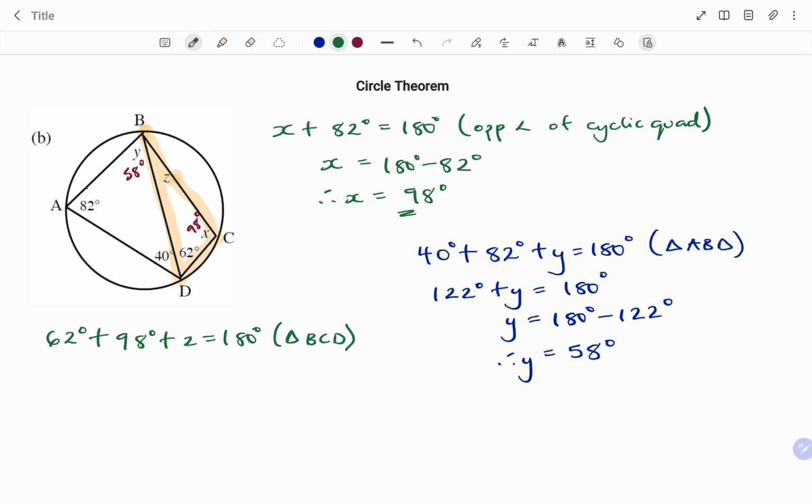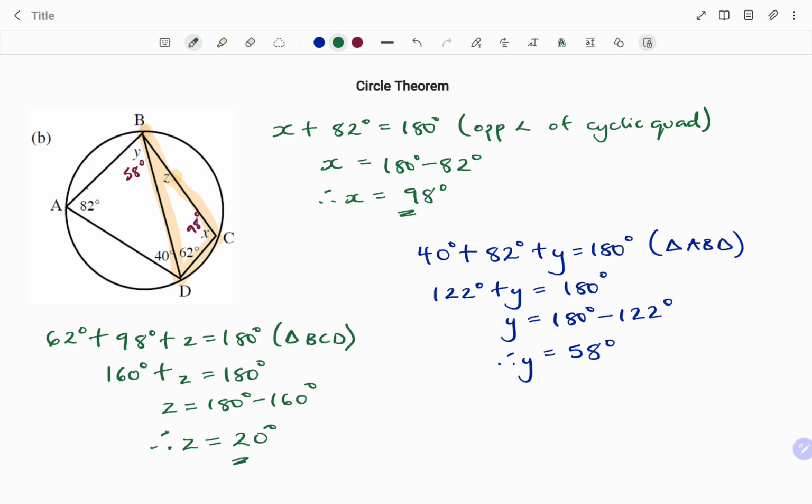BCD. 62 plus 98 degrees, that will give us 160 degrees, plus my z equals 180 degrees. And to find z, I'm going to take my 160 degrees to my right hand side. So that will be minus 160 degrees. Therefore, the value of angle z equals 180 minus 160, that will be 20 degrees.